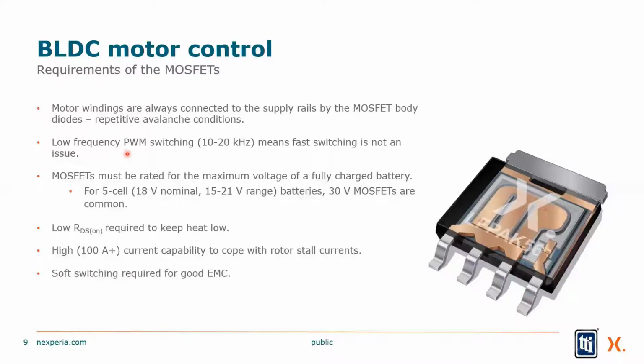In general, motor applications switch on the order of 10 to 20 kilohertz. I know that sounds fast, but it's not. Power supplies work in the megahertz. They're much, much faster than that. So in reality, 10 to 20 kilohertz is not that fast. It's not that hard to find a MOSFET that can switch at these speeds.